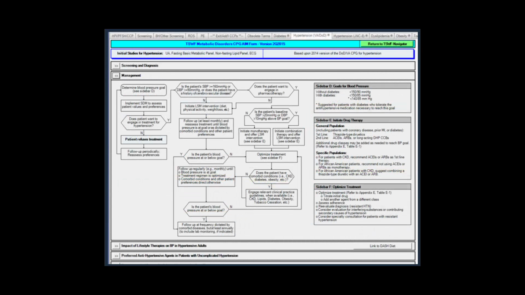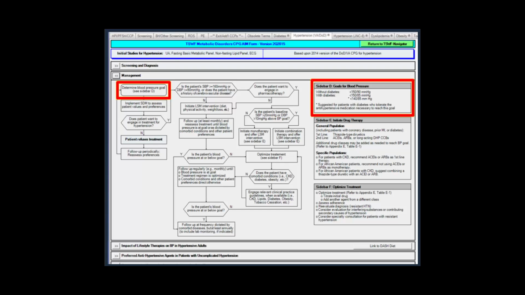There are lower thresholds for the diagnosis of hypertension when using these particular methods. Now that our patient has a diagnosis of hypertension, let's move on to the management algorithm, which is under the management ribbon of the hypertension tab. The first step here is to determine the patient's blood pressure goal. This is one area where our guidelines vary from the JNC8.